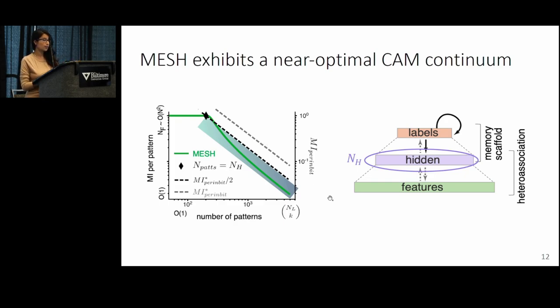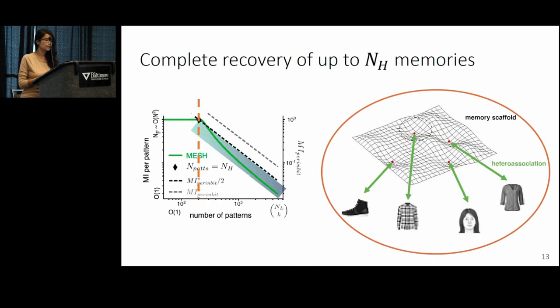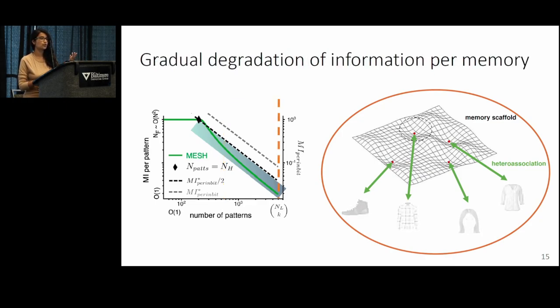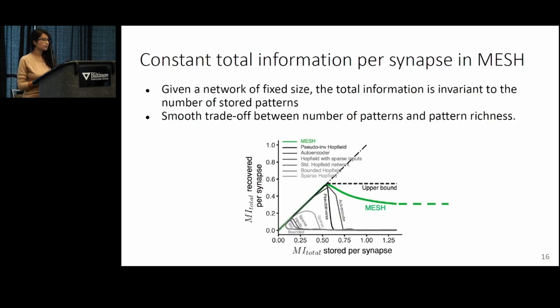And this is still upper bounded by the theoretical upper bounds given by the total number of synapses in the network. So again, mesh leads to complete recovery of up to NH memories. It leads to partial recovery when you try to store memories greater than NH. And ultimately, it leads to gradual degradation of information per memory as you are increasingly storing large number of states in the network. So how does mesh compare to existing architectures?